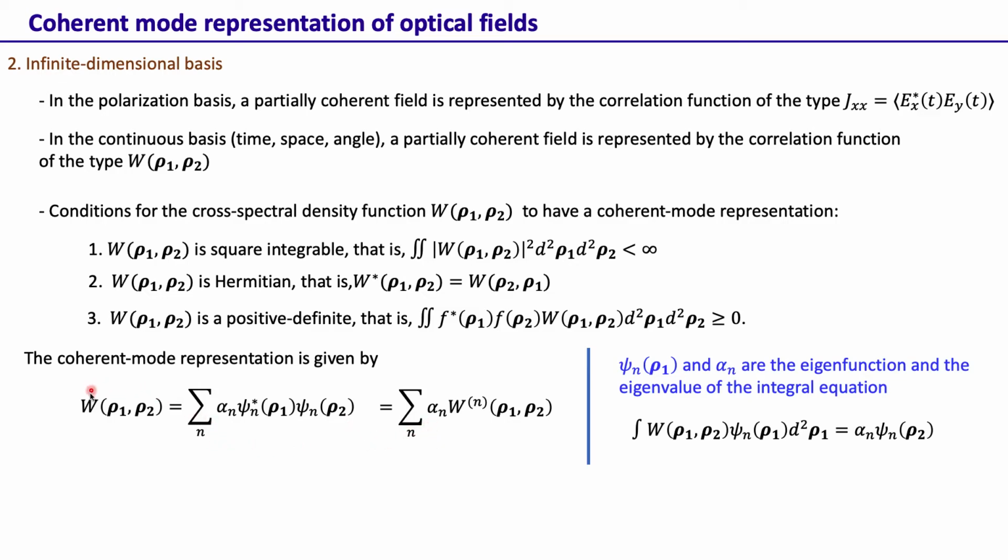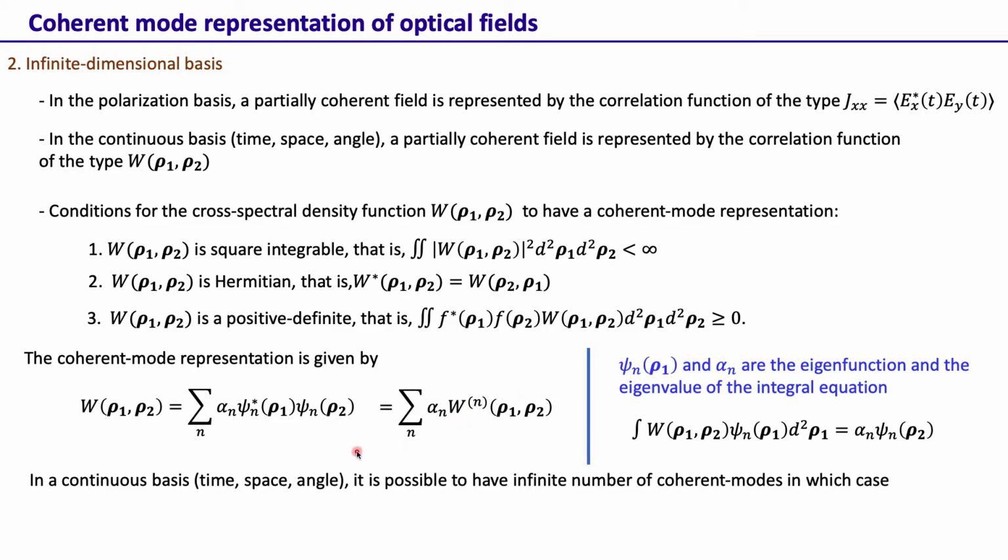Okay, so for this continuous basis, it is not always true that one can represent this cross-spectral density function as a sum of a finite number of fully coherent modes. In some situations, one needs an infinite number of modes, in which case this representation will just have us replace the summation by an integral, g_k(ω, ρ1, ρ2) k d²k, and the discrete label n will be replaced by this continuous label k, which shows up here as well.